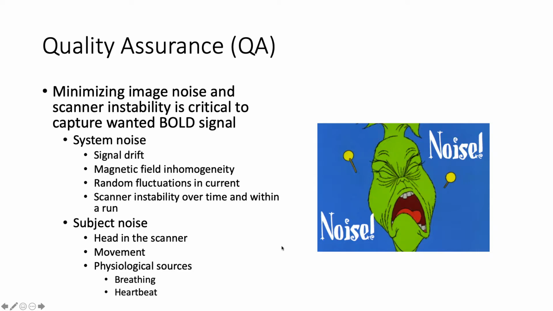But also just random fluctuations and scanner instability, because that can change from day to day, week to week, but also even within a run. But like I said, there's also subject variance. So if you've been part of MRI experiments, you know how problematic movement and head motion are. There are also physiological sources like heartbeats and breathing that really can mask some of the signals and either make an effect disappear or just mask it entirely.